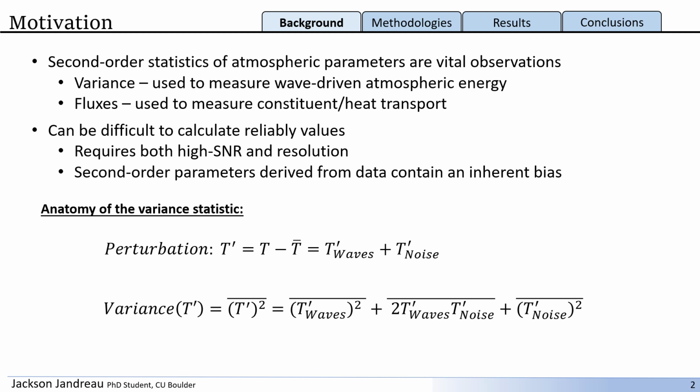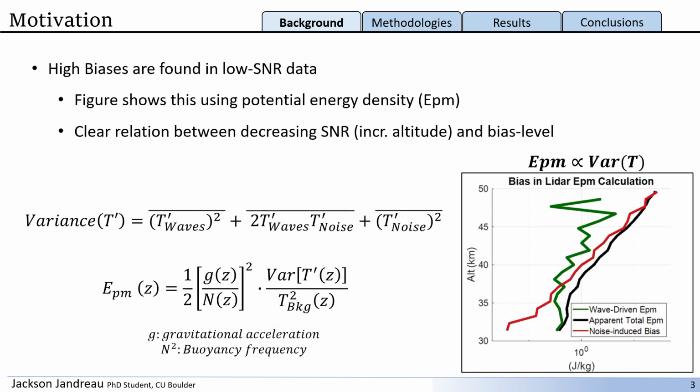When this perturbation is squared and averaged together, the two components are expanded, the uncorrelated wave and noise signal should drop, and we are left with a variance comprised of both wave variance and noise variance. However, it should be noted that if not enough samples are averaged together, this cross term may not cancel out, resulting in even more noise in the final variance. When we consider this noise variance bias under low signal-to-noise ratio conditions, the value can become high and even comparable to or exceeding the wave-induced portion.